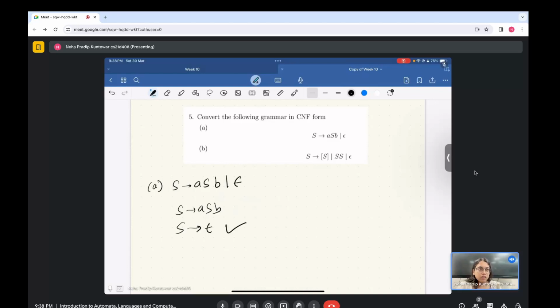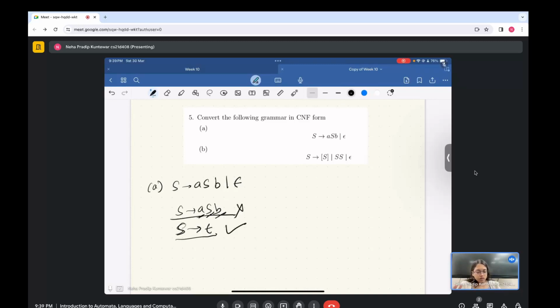So this is in the CNF form because S is the start variable itself here, so this is allowed. But S gives small a, capital S, the non-terminal A followed by terminal a followed by non-terminal B followed by terminal b. This is not in the CNF form because you're not allowed products of terminals and non-terminals. So this is not in the form. Our goal here is to bring this into the form.